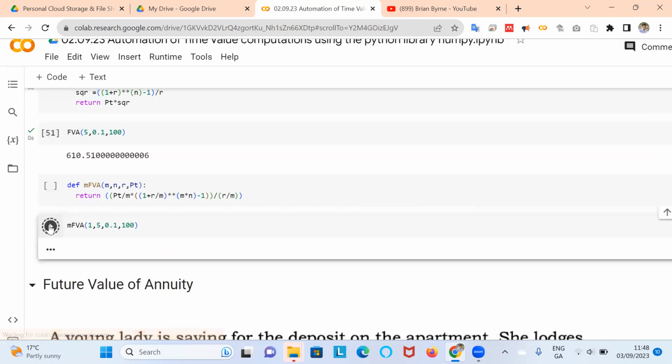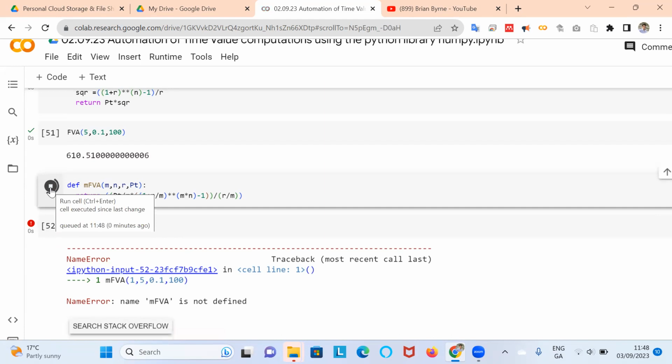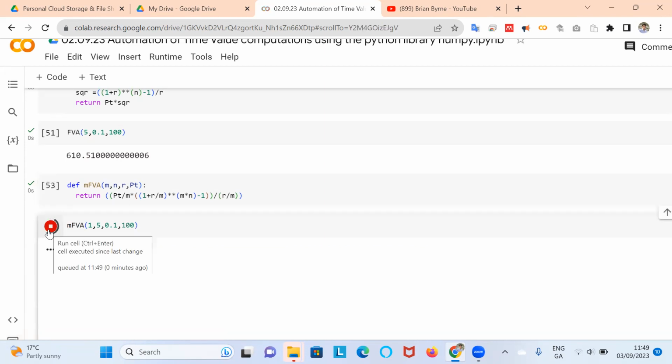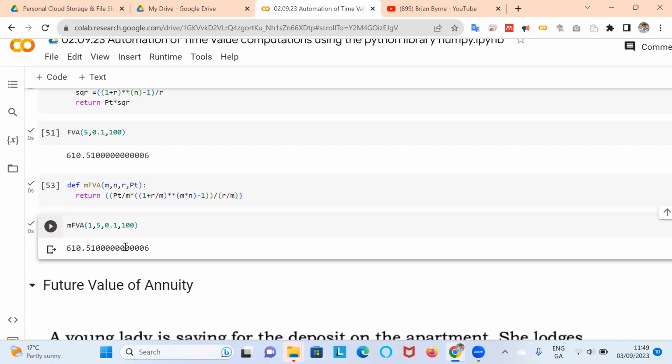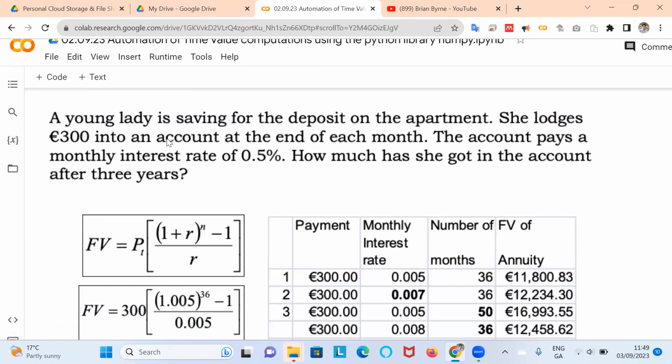To do that, we would put in M. That doesn't work, so we need to define the function, but we would include an M here. So it's just a small adjustment with M, and then try that again. And we're getting 610.51. Okay, so let's take a look here. We'll run with this example.